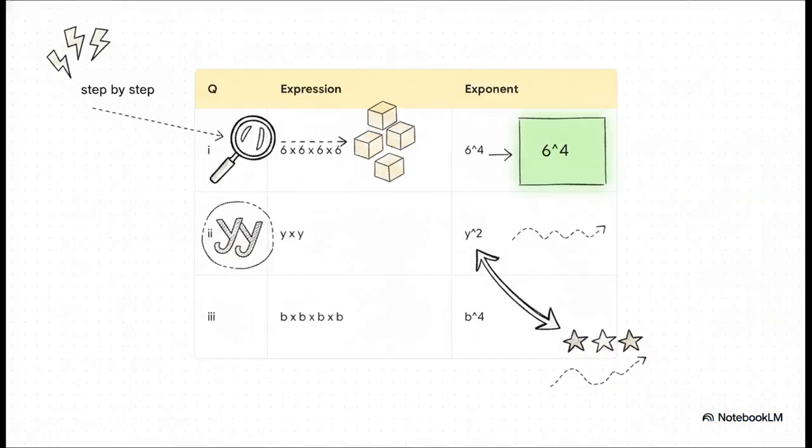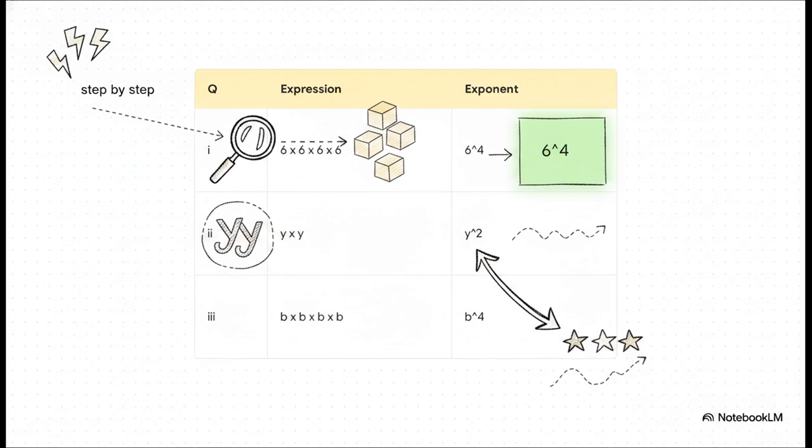Okay, step by step. Let's look at the first one. 6 into 6 into 6 into 6. Just count the repeated base. 1, 2, 3, 4. So the base is 6, and since it repeats 4 times, the exponent is 4. Remember, we don't add them, we are multiplying. So our final answer is 6 to the power of 4.